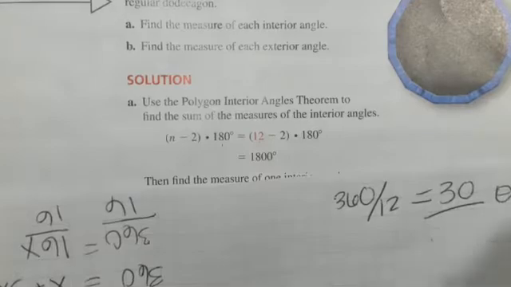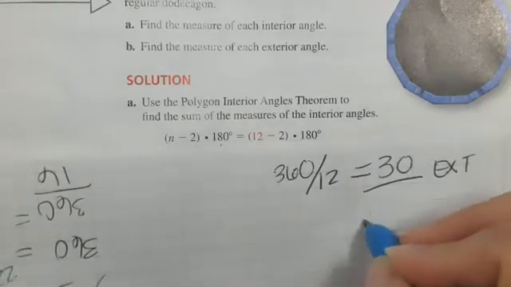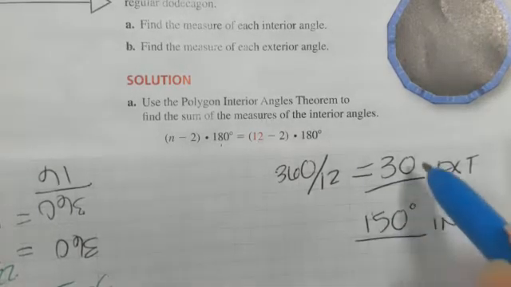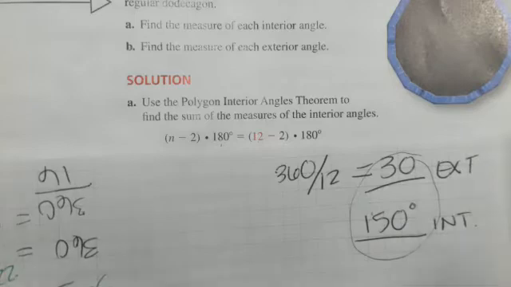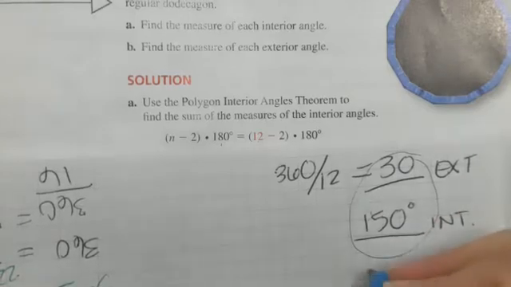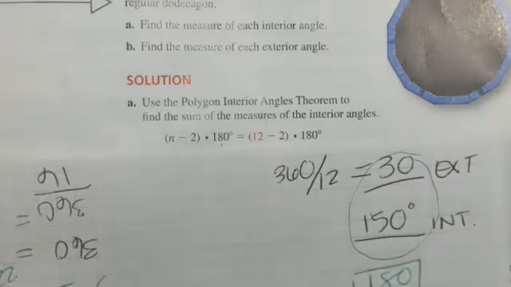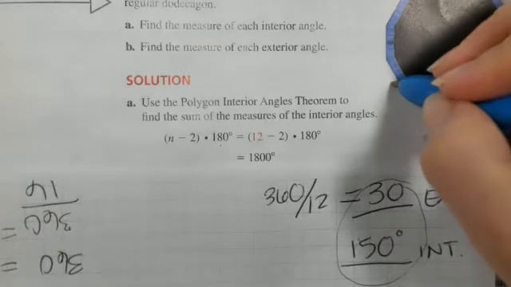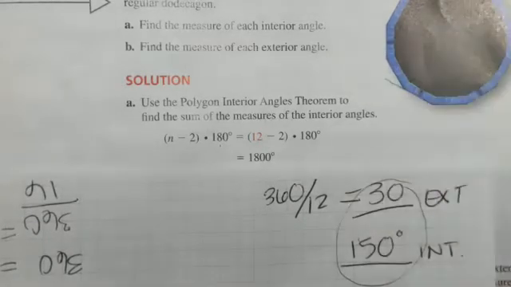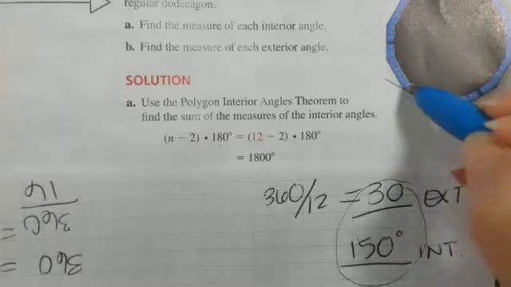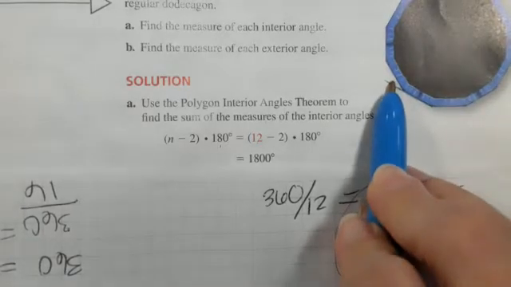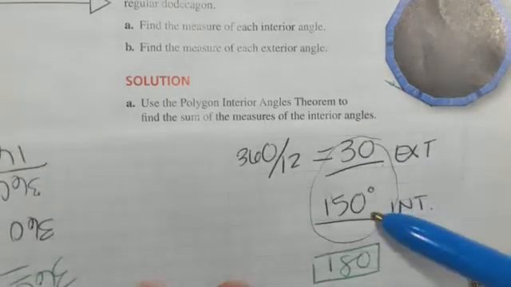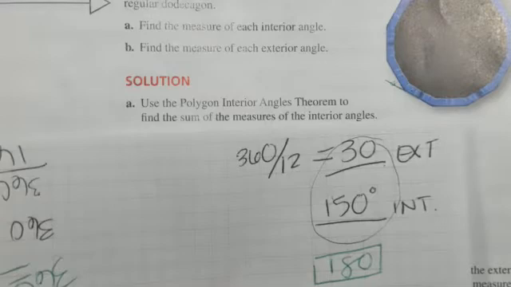So see, this is our exterior, and 150 degrees is our interior. Now, what do you notice about these two measurements? If you combine them, they equal 180 degrees, right? And the reason for that is because if I extend this right here, what have I created? I've created a linear pair with this little exterior angle and this interior angle. They add up to 180. That's why your exterior angle and your interior angle will always add up to 180.